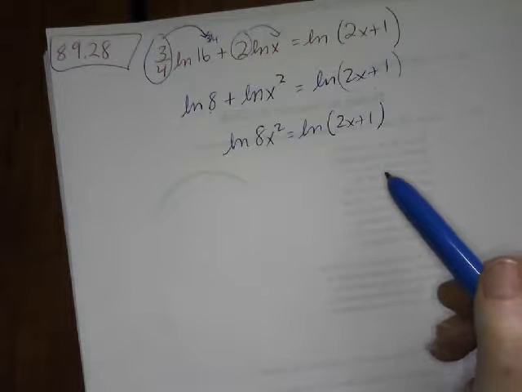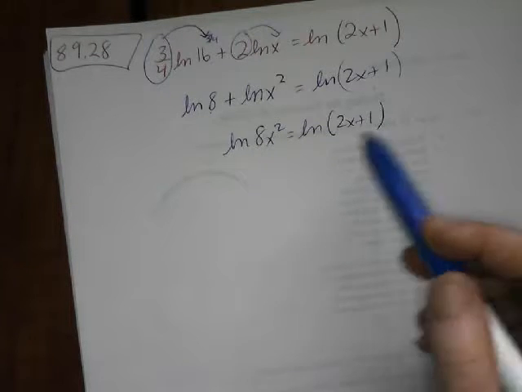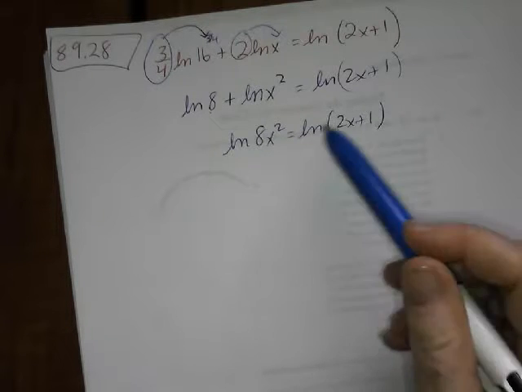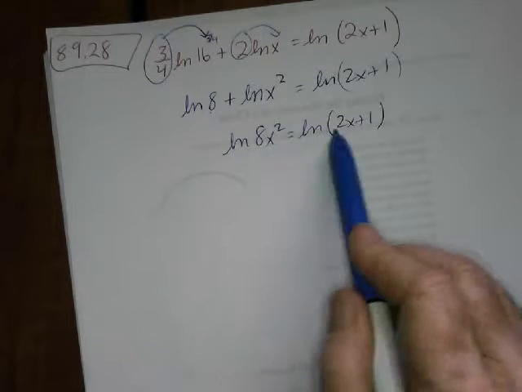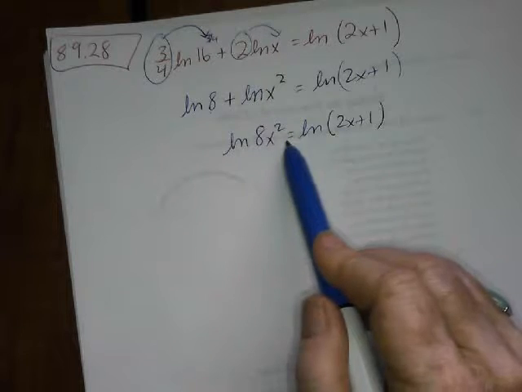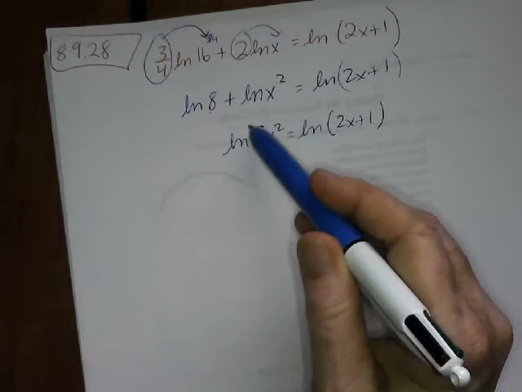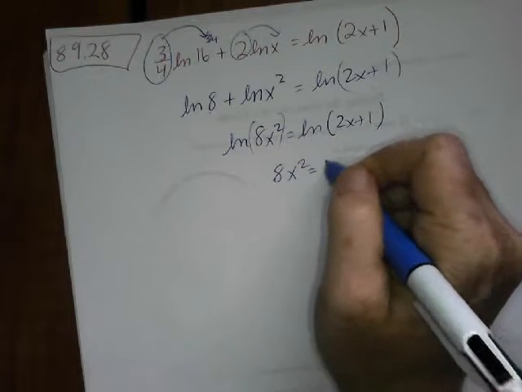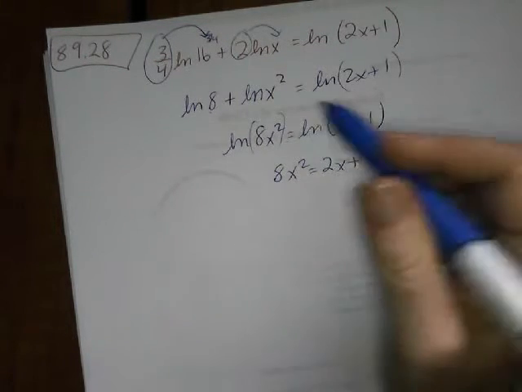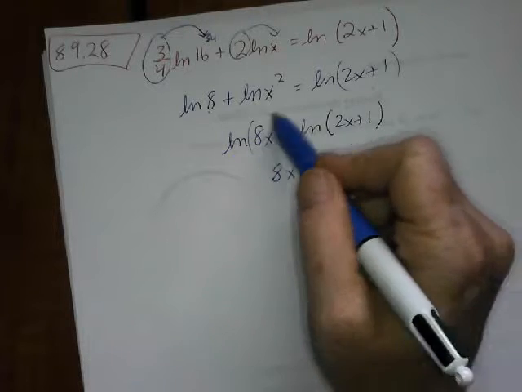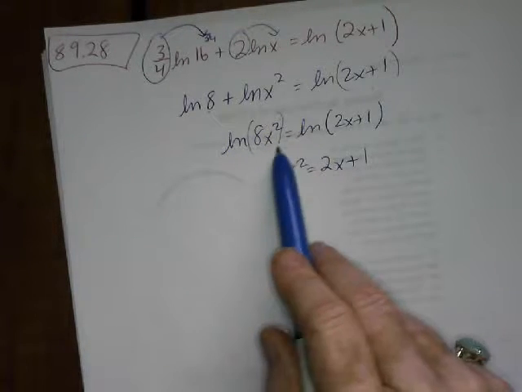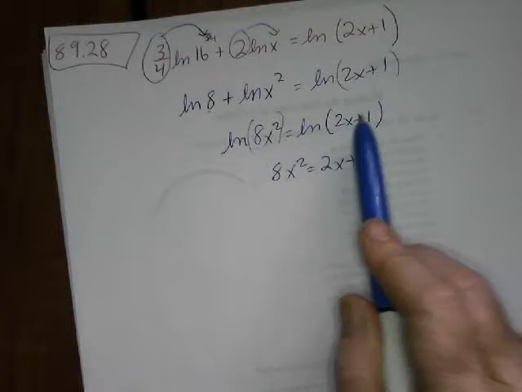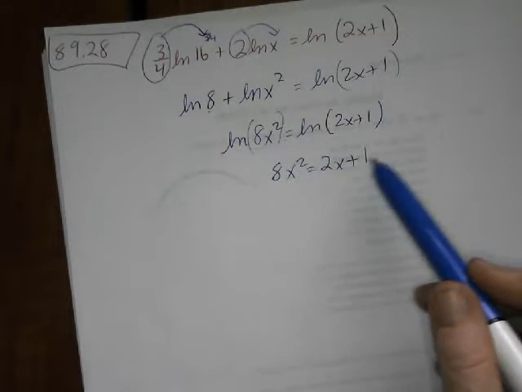Okay, I think since they're both ln and there's an equal sign, I can just set the arguments equal to each other. Because they're both ln, this left hand side is equal to the right hand side, so that means the arguments must be equal, so I can do that.